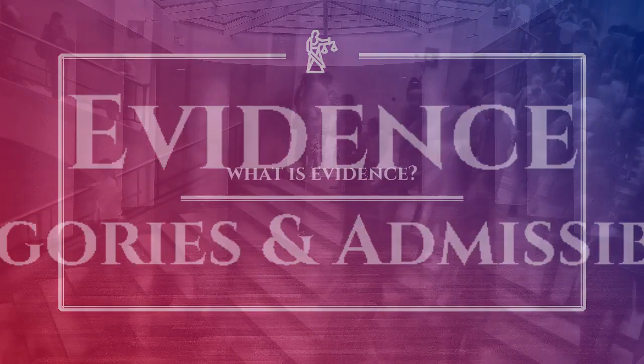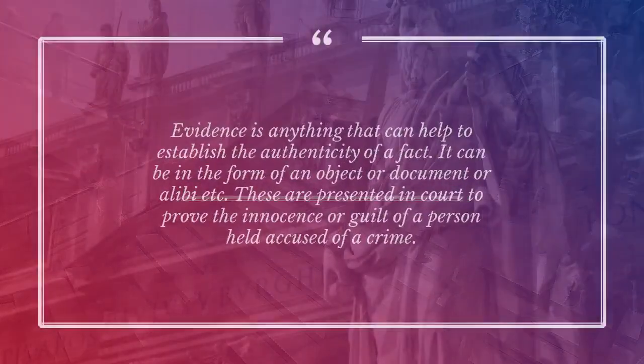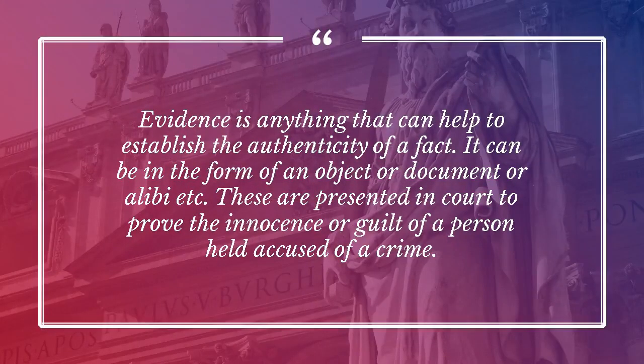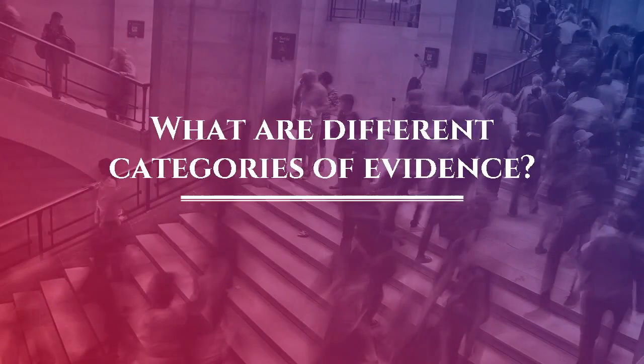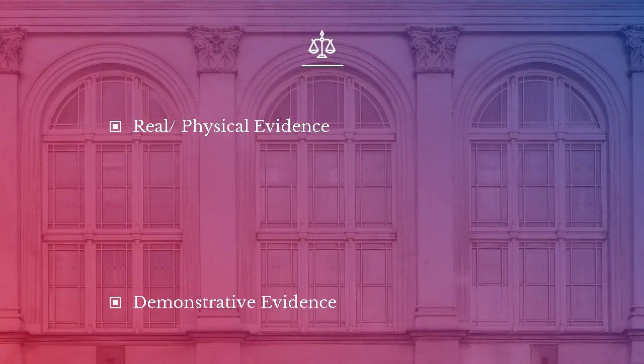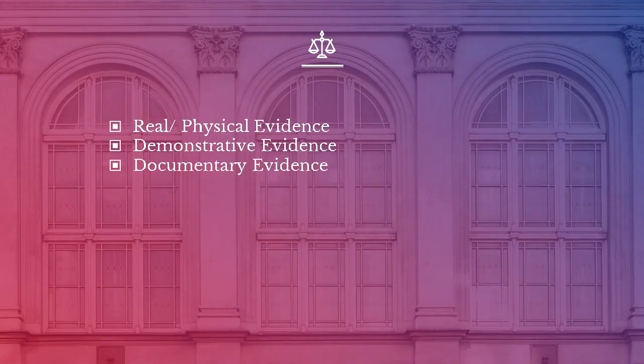So, to begin with, what is evidence? Evidence is anything that can help to establish the authenticity of a fact. It can be in the form of an object or document or alibi, etc. These are presented in court to prove the innocence or guilt of a person held accused of a crime. What are the different categories of evidence? There are majorly four types of evidence: real or physical evidence, demonstrative evidence, documentary evidence, and testimonial evidence.